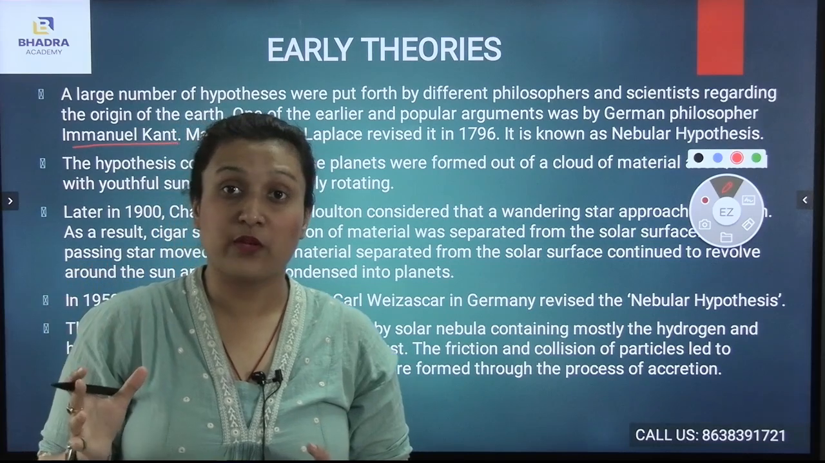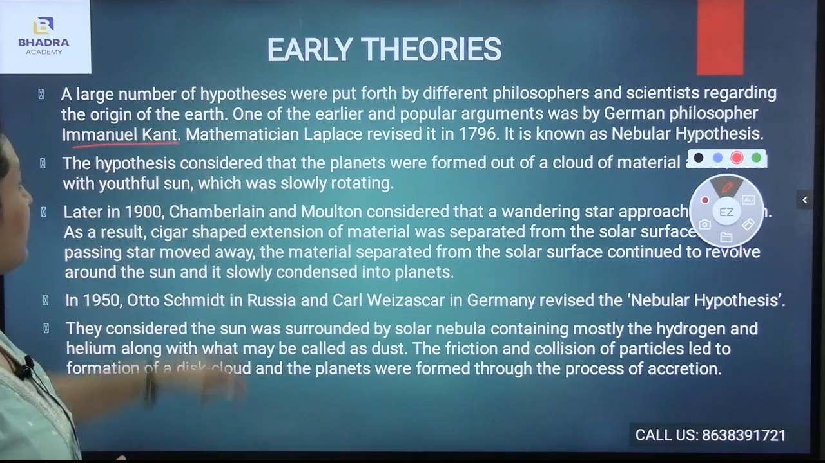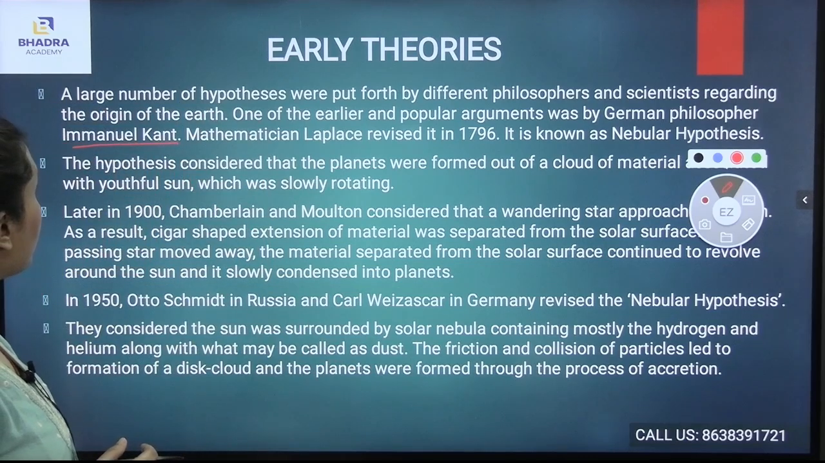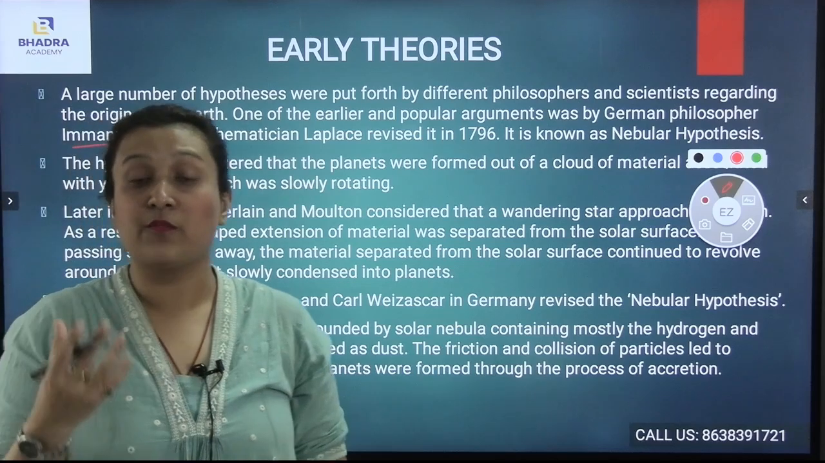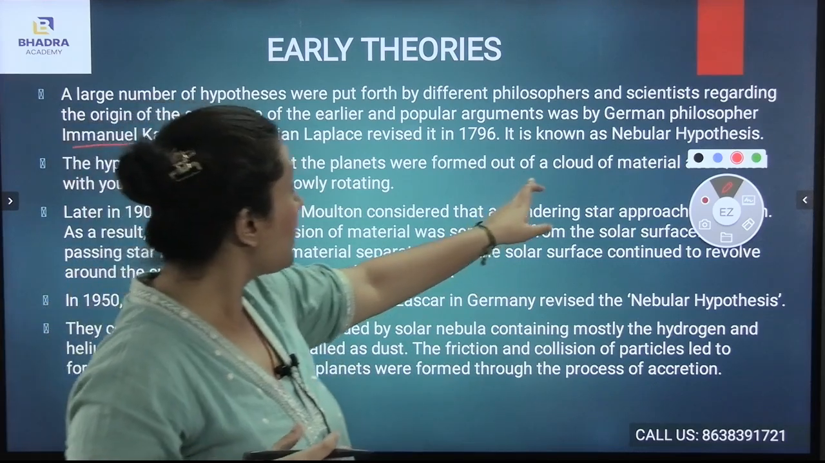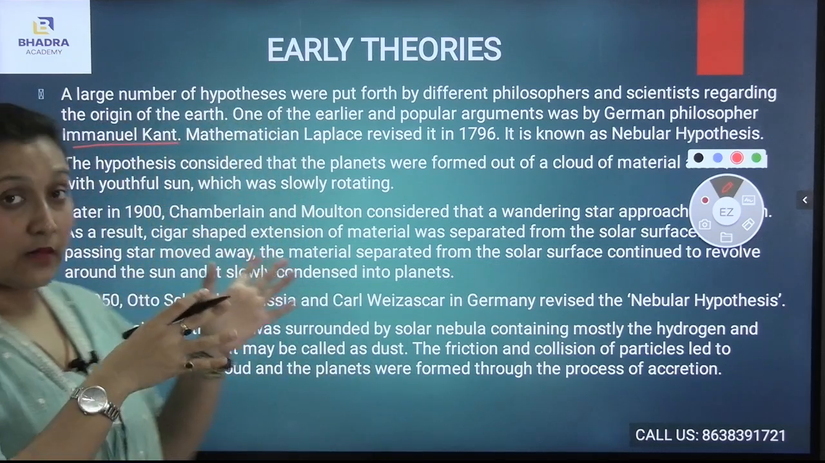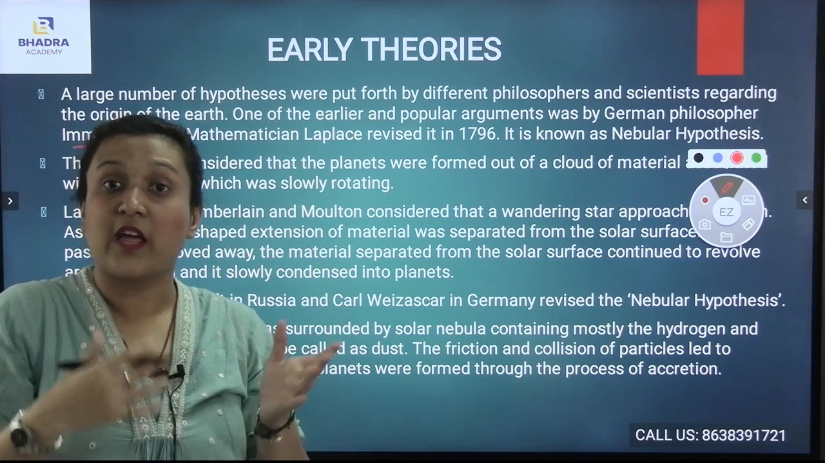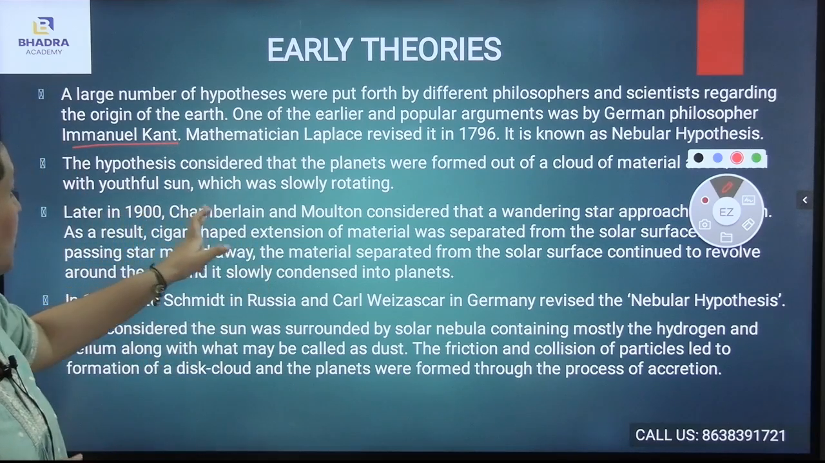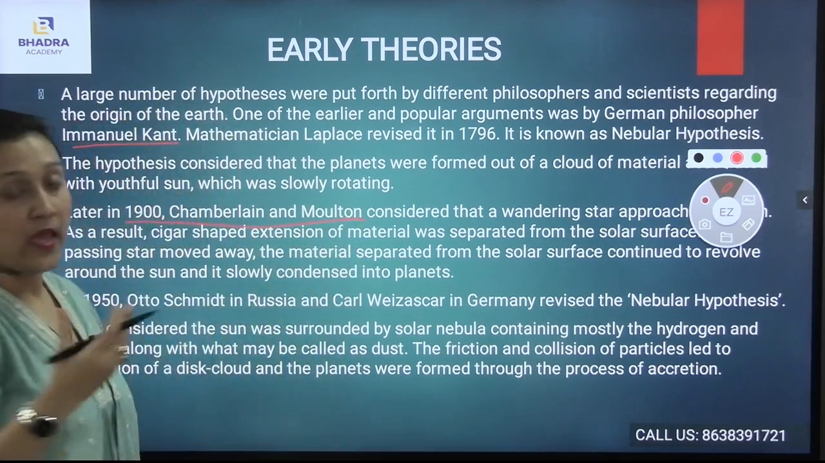From the nebular hypothesis only we have understood the Big Bang theory. The hypothesis considered that the planets were formed out of cloud material with a youthful sun which was slowly rotating. Most of the scientists thought that the planets and the stars were being created from the formation of cloud-like material, which reacted with the youthful sun, and from the youthful sun it was rotating.